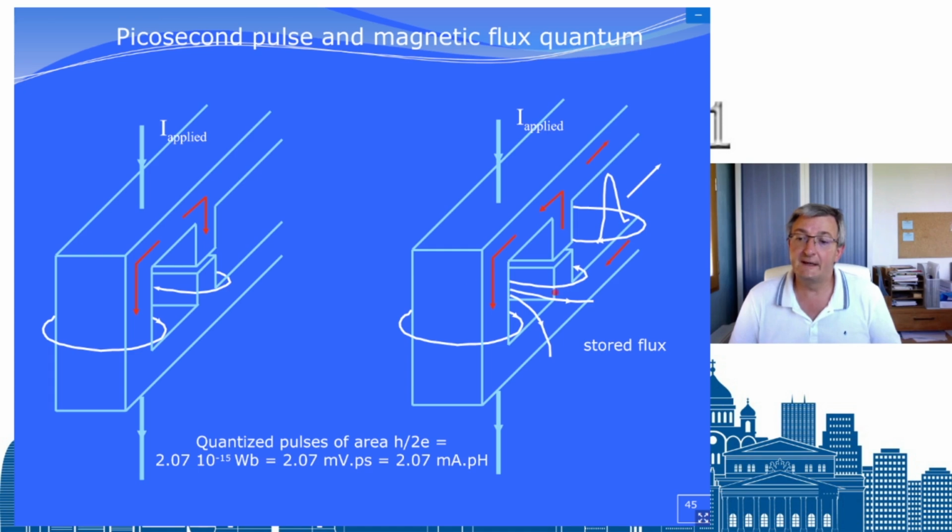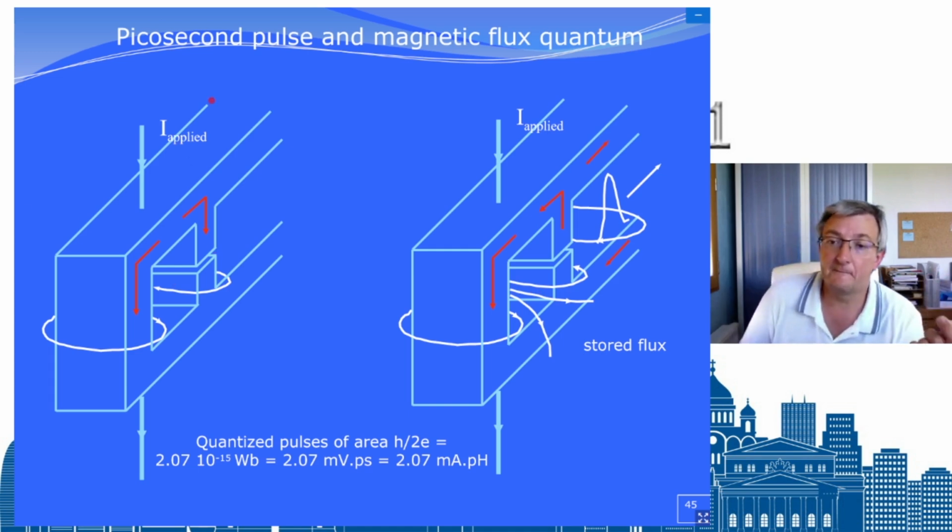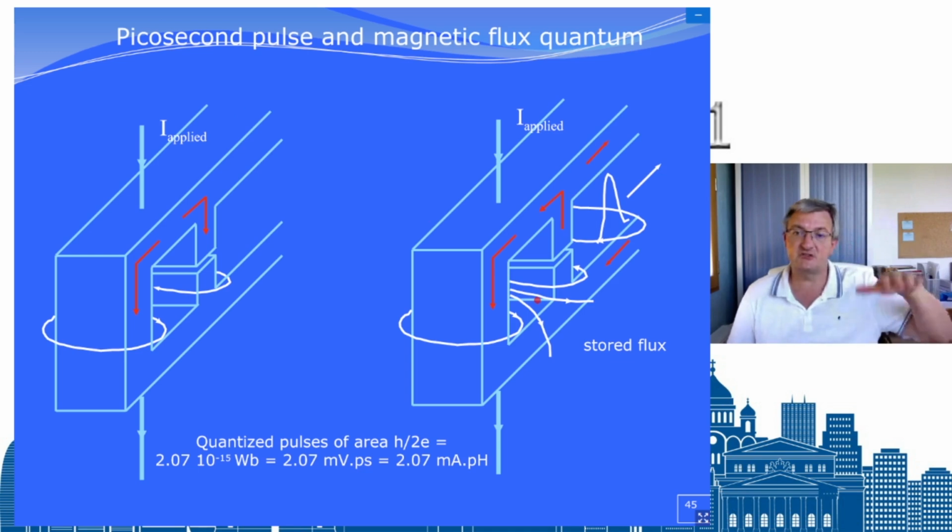You have a flux which is stored in the loop. And this is this one logic information which is stored here. But at the same time, since you had a fast change of phase, you have a fast change of voltage, you have a pulse, and this pulse will propagate at the speed of light.